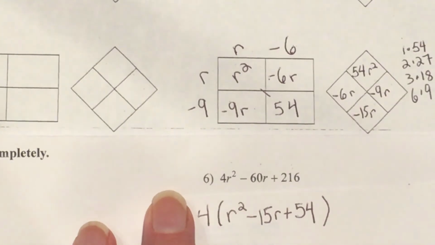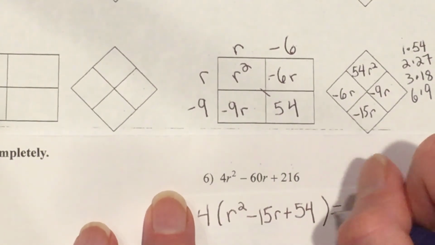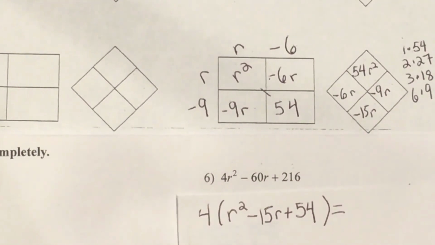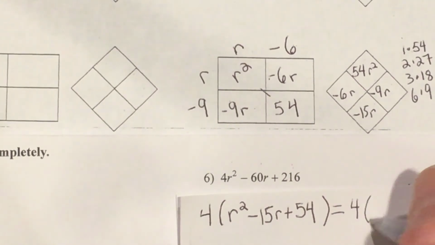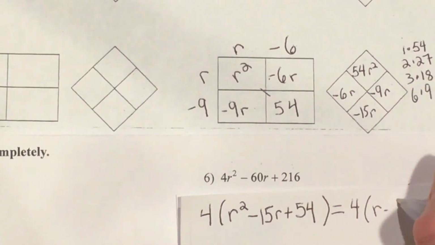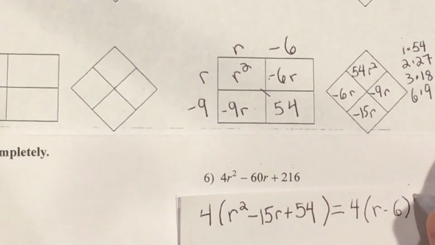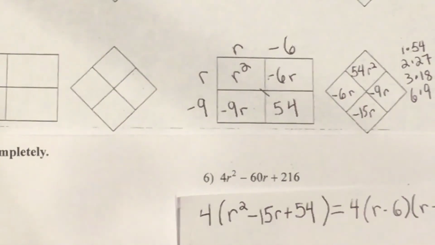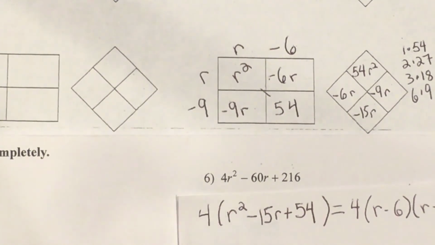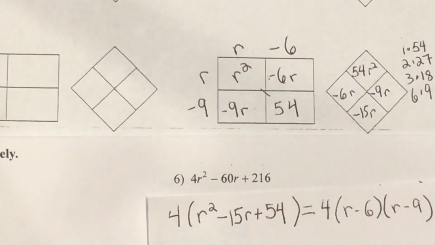All right, finally we want to write our answer in factored form. We still have this factored out 4 that we're going to carry over. But then we have our two factors from the diamond and rectangle, r minus 6, close parentheses, and new parentheses, r minus 9. That is our fully factored form of this problem. Oops, sorry about that going off. r minus 9.